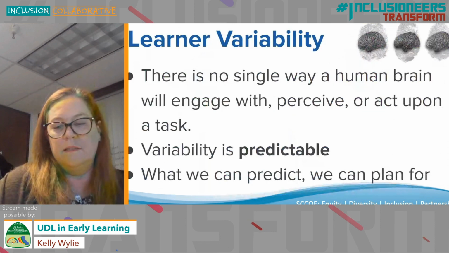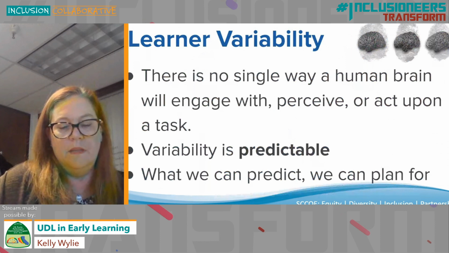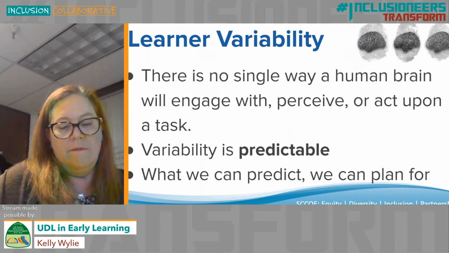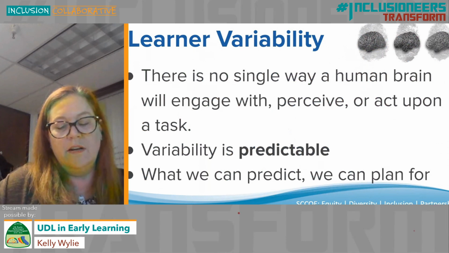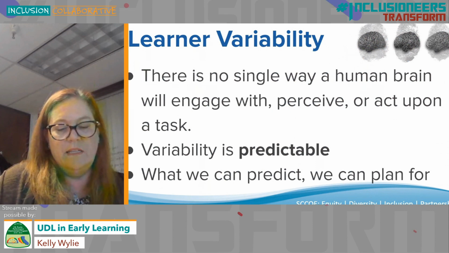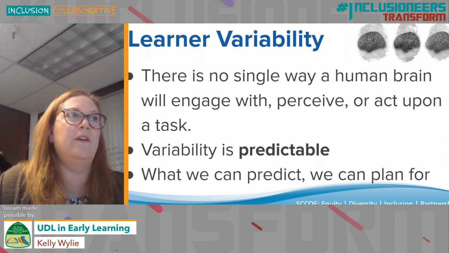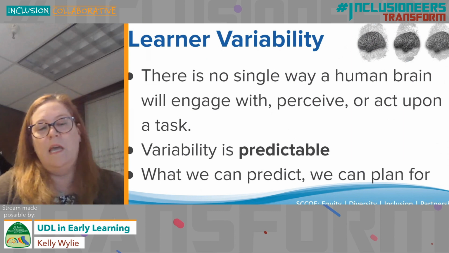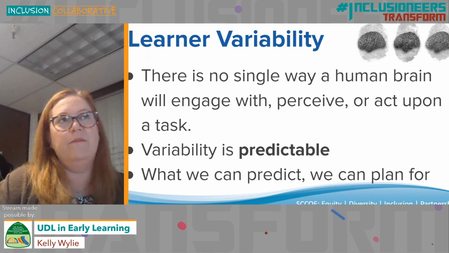Like fingerprints, no two brains are the same, and the average learner doesn't exist. Variability of learners should be considered when designing a learning environment and experience. Environments and experiences should be flexible and ensure sensory, physical, and cognitive variability. The beautiful part of learner variability is that it's predictable, and what we can predict, we can plan for.